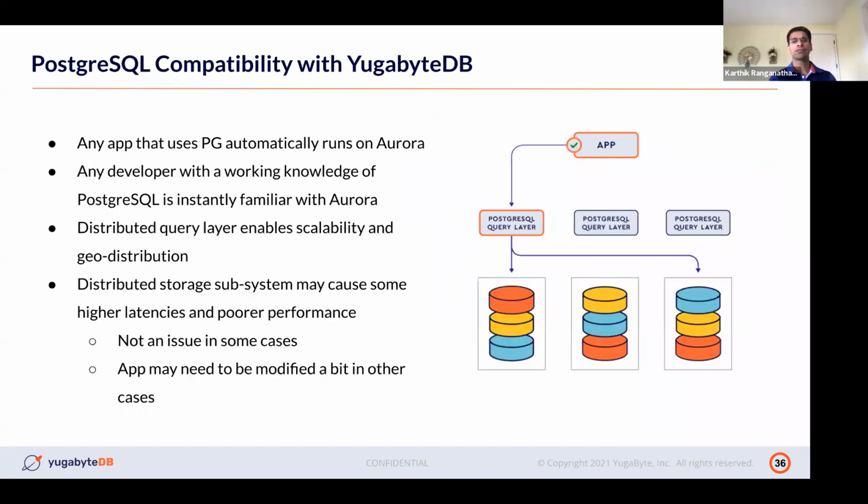Okay, so what does this mean for an end application or a developer? That means that any application that uses PG automatically runs on YugabyteDB. A developer familiar with PostgreSQL is instantly familiar with YugabyteDB. The query layer enables scalability and geo-distribution of data because your query processing is federated. And the distributed storage subsystem may cause higher latencies and poorer performance, again, very similar to Aurora. This can get a little worse than Aurora if you're truly doing distributed query processing across faraway regions, right? So then your performance and design point of the application itself changes. But once again, that's what the database is trying to enable, right?